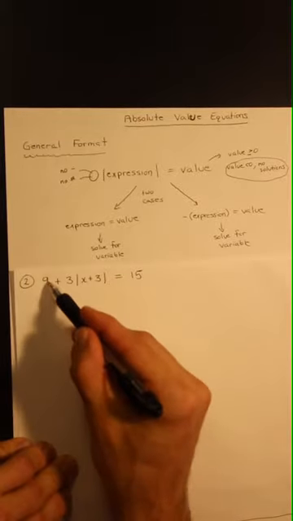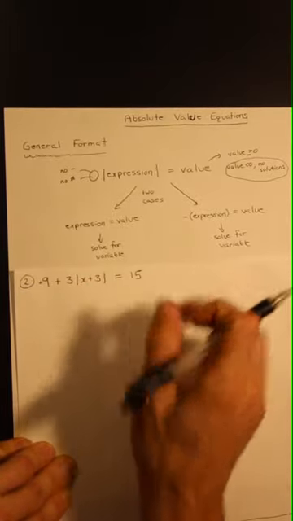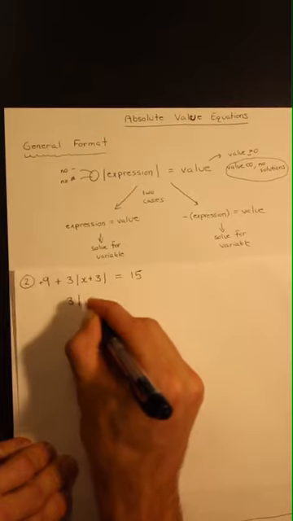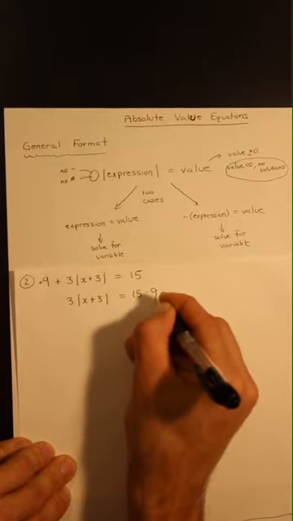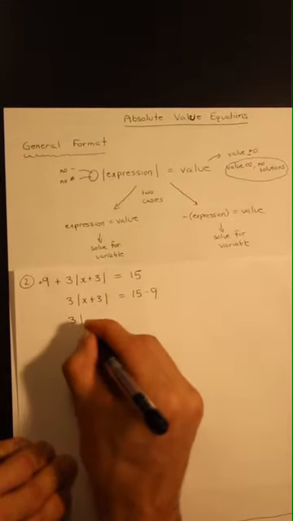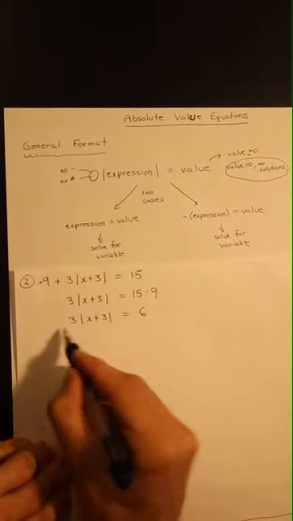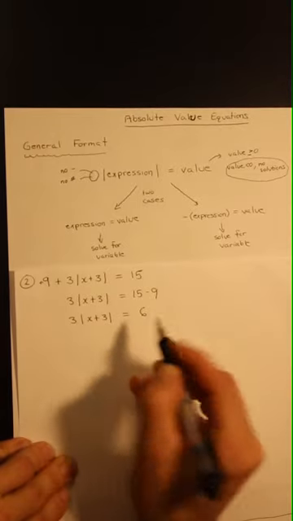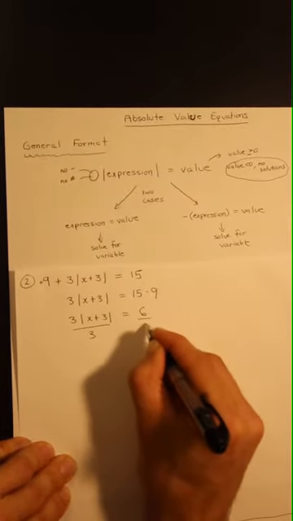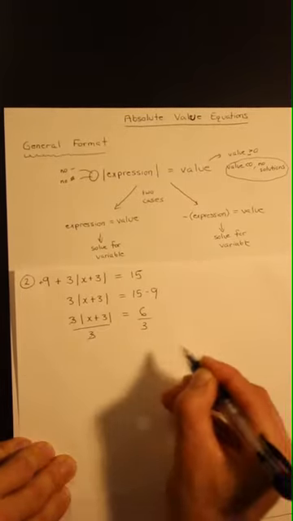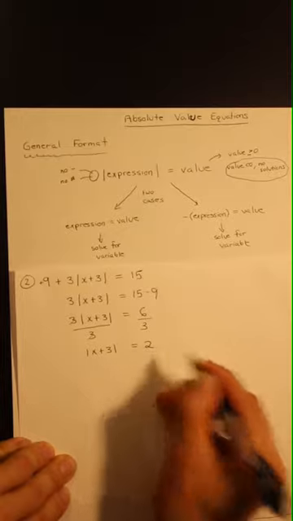So the first thing I'm going to do is I'm going to bring the 9 over. So it's a positive 9 here, and when I bring it over, it's going to become a negative 9. So 3 times the absolute value of x plus 3 is equal to 15 minus 9. 3 times the absolute value of x plus 3 is equal to 6. We don't want anything in front of the absolute value of the expression, so we're going to divide both sides by 3 to get rid of this 3 here. And then we end up just getting the absolute value of x plus 3 is equal to 2.